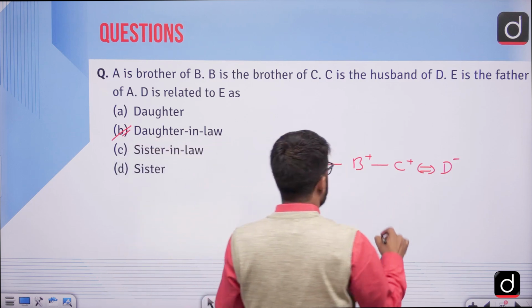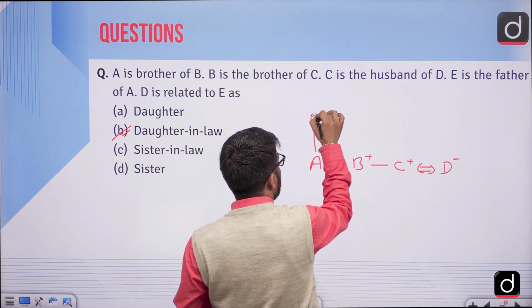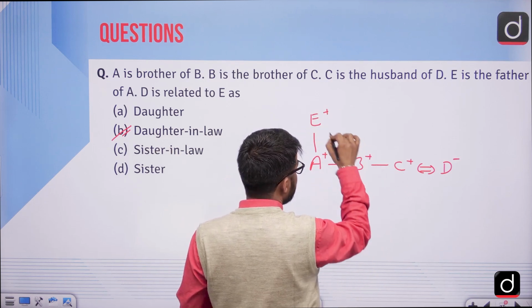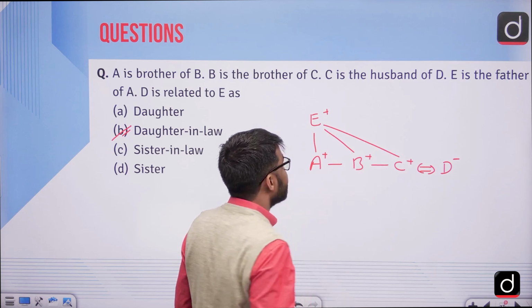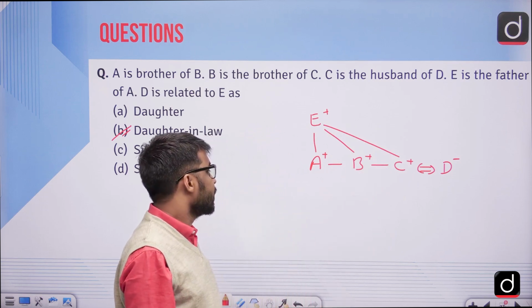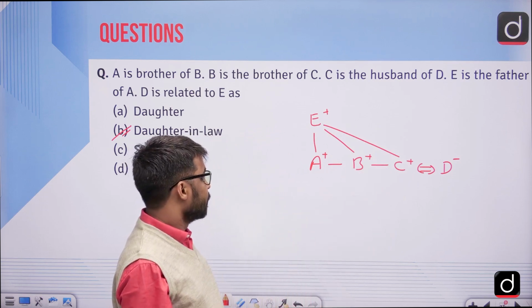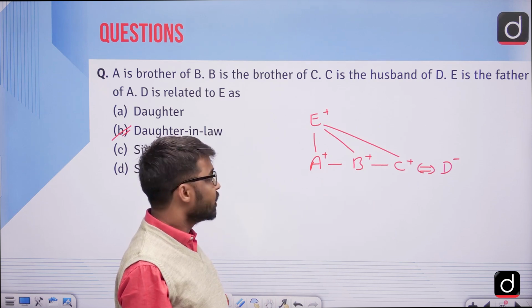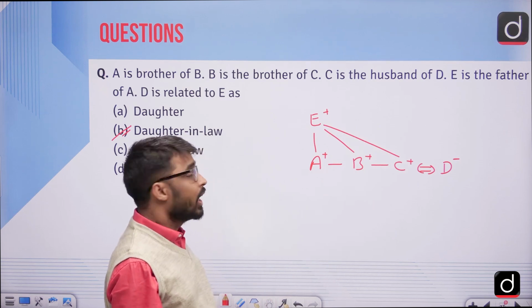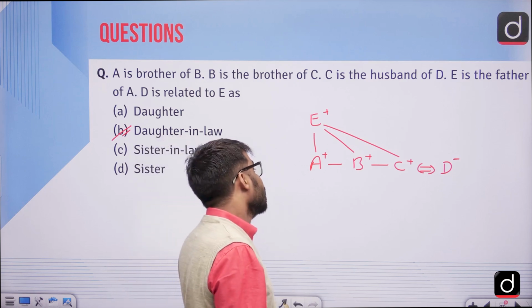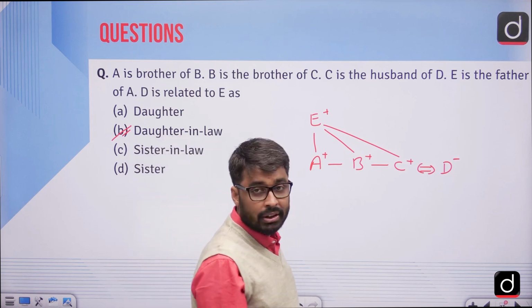E is the father of A. If E is father of A, and A, B and C are siblings, that means E is father of all three, A, B and C. Right? A, B and C are siblings, and E is their father. That means E is also the father of B and C.